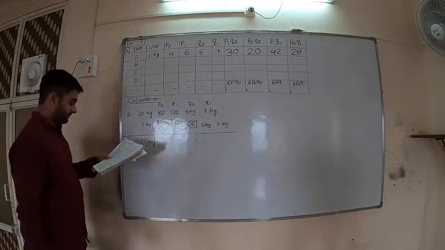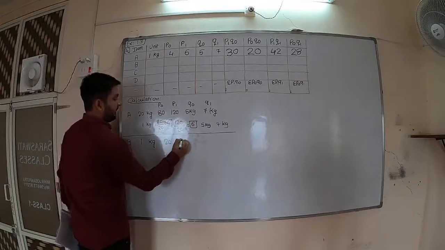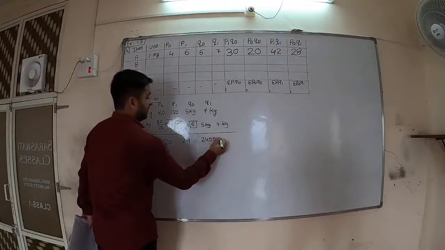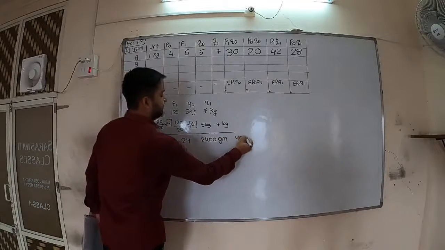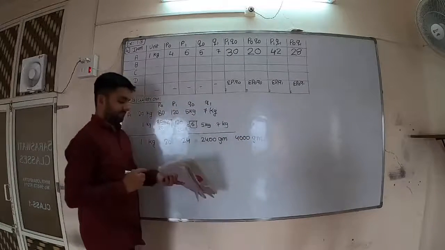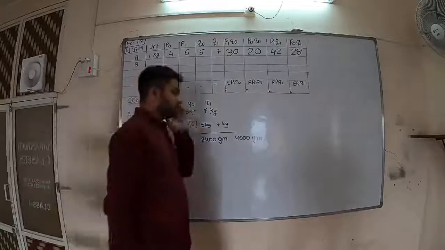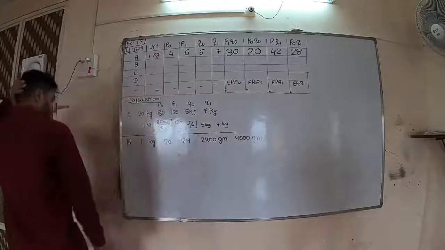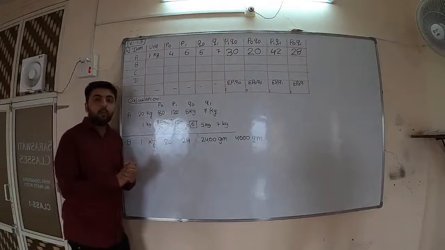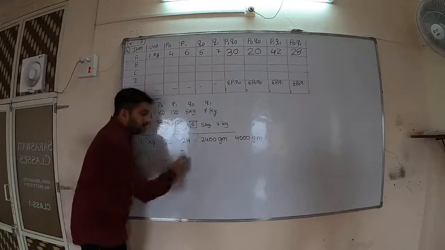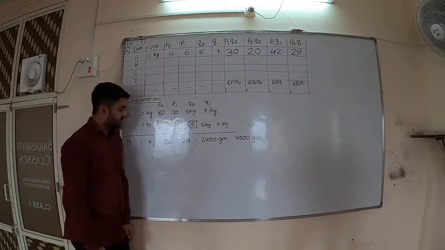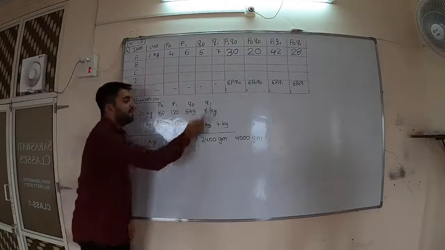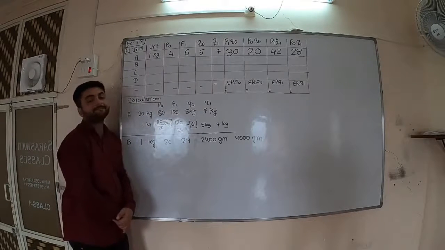Item B: 1 kg, 20, 24, 2400 gram and 4000 gram. Okay. Now, first step, horizontally the units must be same. Kg, gram, gram. The units are not same. Units were same here, but the units are not same here.